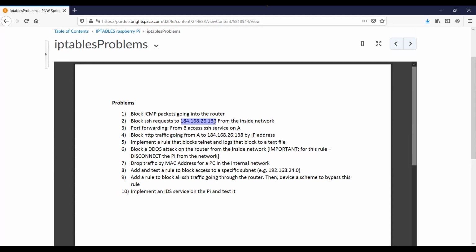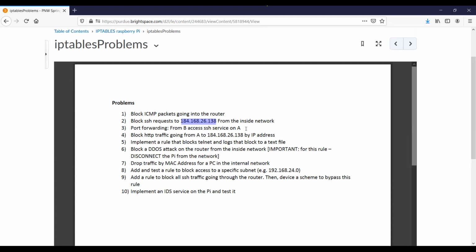So again, in the second scenario, problem number 2, block SSH requests to a server out on the internet. This one you could do either forward or output, right? Because you could also initiate the SSH from your own machine going out. So that would be the output chain.